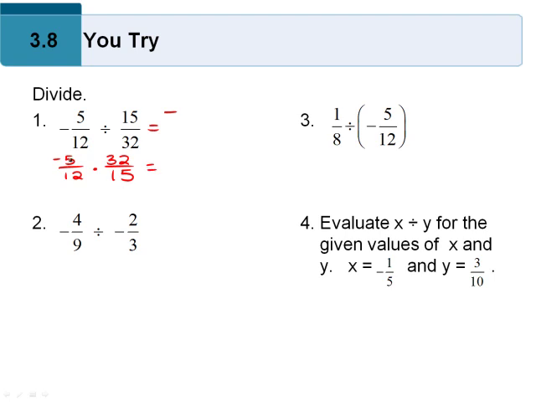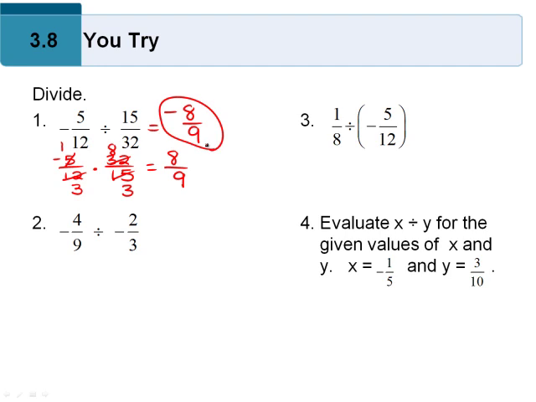5 and 15 divide by 5. So 5 divided by 5 is 1. 15 divided by 5 is 3. Now 32 and 12, 4 will go into both those. So 12 divided by 4 is 3, and 32 divided by 4 is 8. So now, that's a big old mess. 1 times 8 is what I have left on top, and on the bottom, 3 times 3 would be 9. So negative 8/9. That's the answer there.